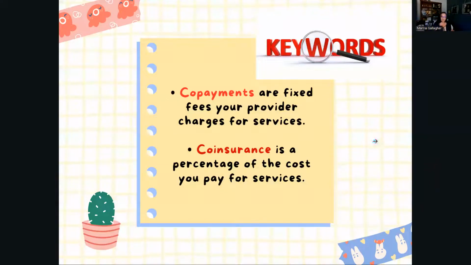So again, keywords, guys. You're going to hear me say it a million times. Please keep up with your keywords. Please learn them. Please memorize them, make copies, whatever it takes. But for the next while, key terms is where it's at. Please keep up with your key terms. Copayments are fixed fees your provider charges for services. Coinsurance is a percentage of the cost you pay for services. Copayments are fixed. Coinsurance is a percentage.